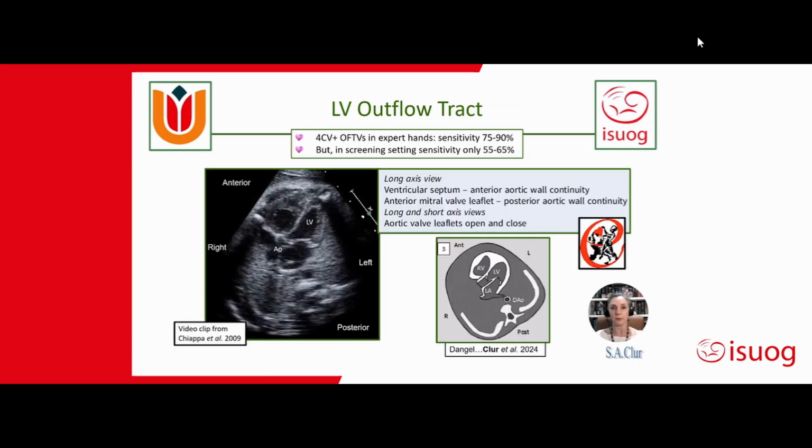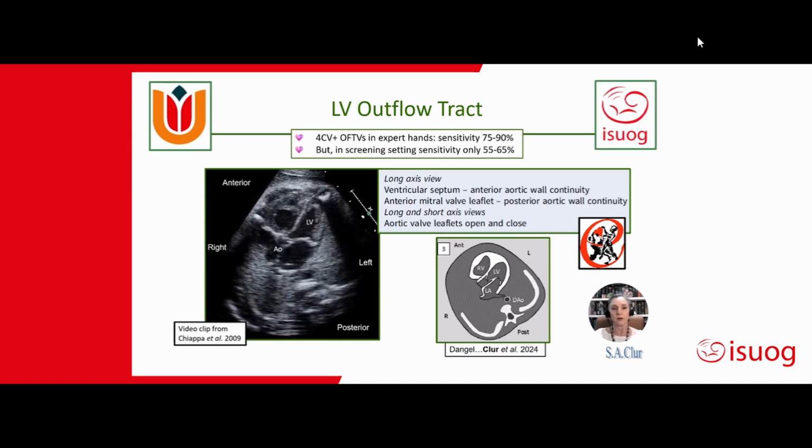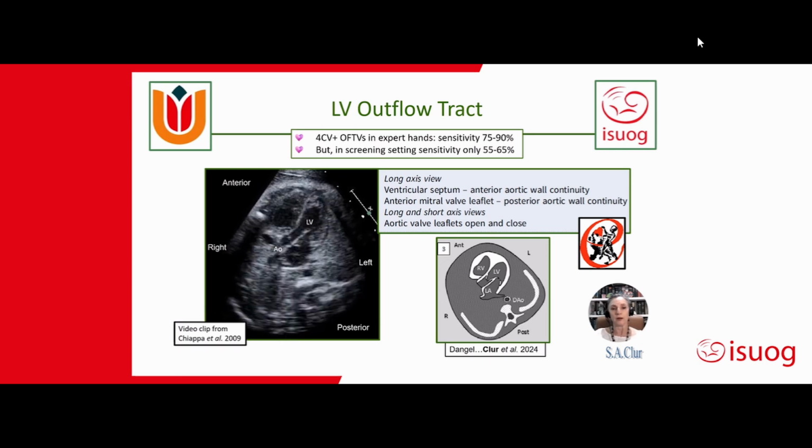If we scan upwards from the four-chamber view in the direction of the fetus's left shoulder, the first cut that we come to is the left ventricular outflow tract. We can recognize the interventricular septum having a continuity with the posterior wall of the aorta. We can see the aortic valve opening and closing. We see the mitral valve opening and closing, and we see a continuity between the mitral valve and the aortic valve leaflets.